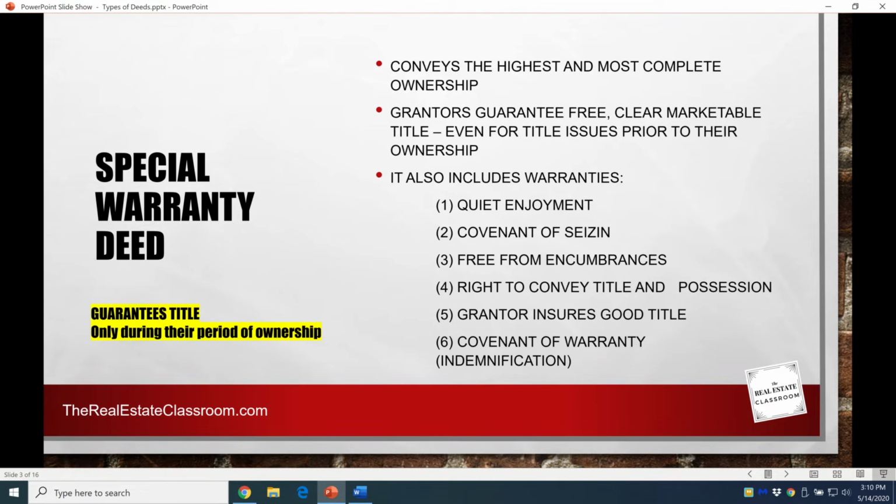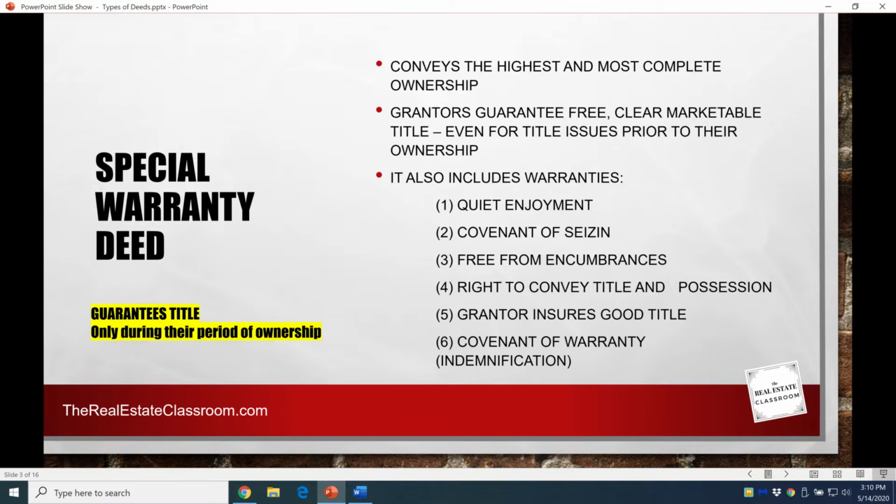The next deed I want to talk about is a special warranty deed. The special warranty deed basically does all the same stuff that a general warranty deed does. It guarantees title. It has all the warranties, but there is one exception. The seller or the grantor is only saying, I will give all of these guarantees only during the period in which I owned the property. Unlike the warranty deed, where the grantor is giving that guarantee all the way back, even during the prior ownership.